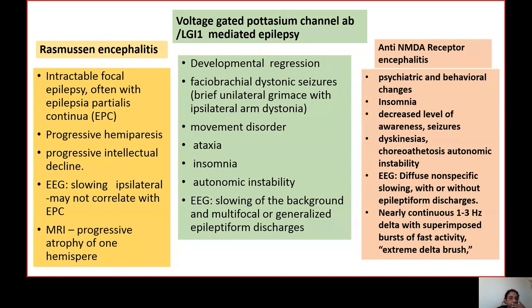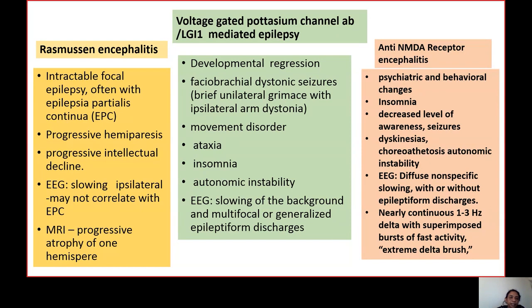So I'm just talking to you about three conditions that you have to know. One is Rasmussen encephalitis, which is a rare condition. I mean, all these are rare. I wouldn't say that they are common, but they are causes for intractable epilepsy. So they have intractable focal epilepsy, and their presentation is mainly epilepsia partialis continua.